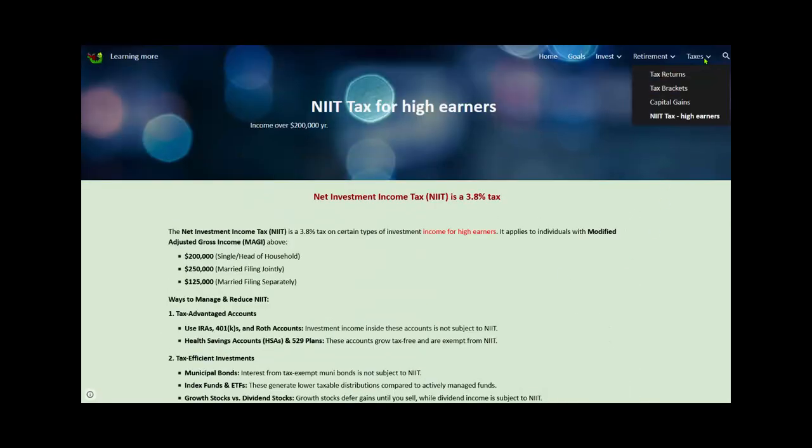So go through all these chapters and you will have a deeper understanding of the tax process, and hopefully you'll be encouraged to do your own taxes.